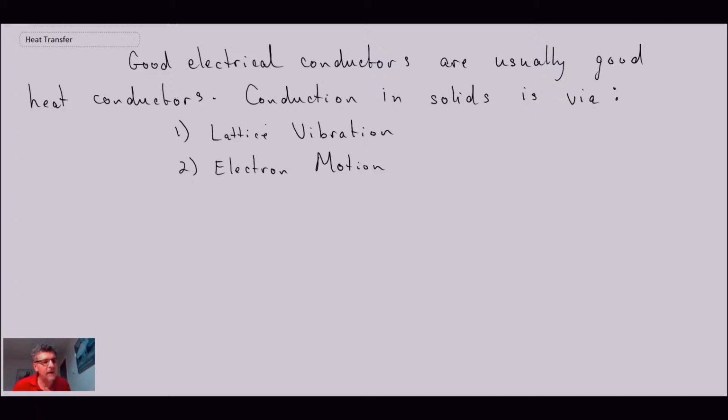If you look in the tables of thermal conductivity in the back of any heat transfer book, you'll find things like copper and aluminum. Aluminum's not as good, but it's still pretty good. But copper, gold, platinum, silver, those are all really good heat conductors, and they're also very good electrical conductors. The reason is that conduction in solids is via both lattice vibration and electron motion, and the electron motion is the one that enables us to have a good electrical conductor.